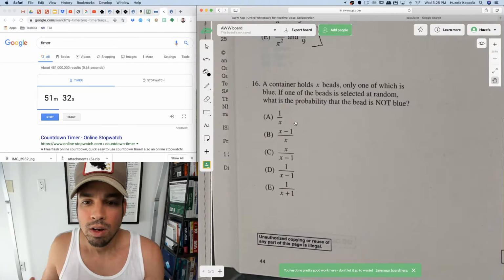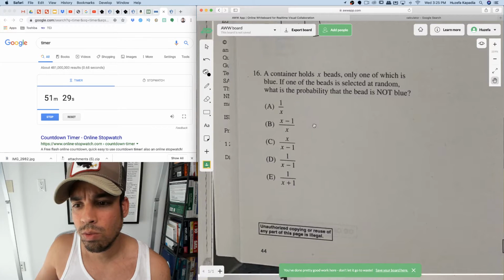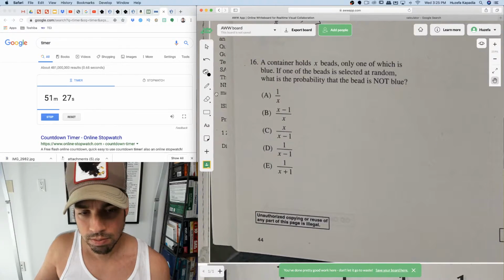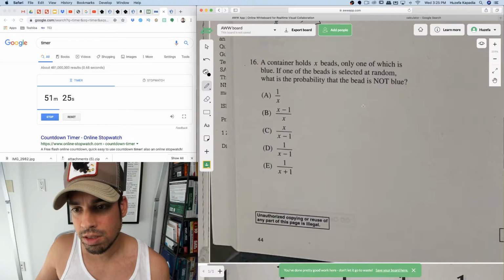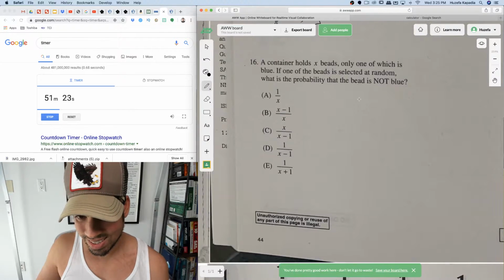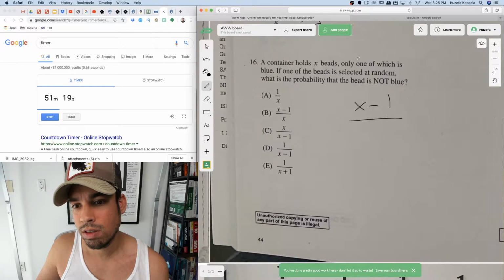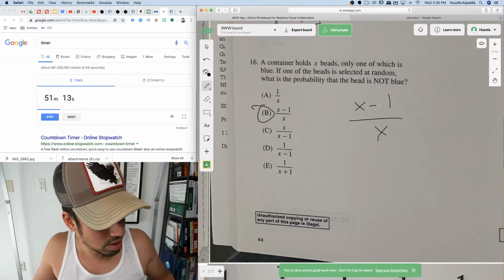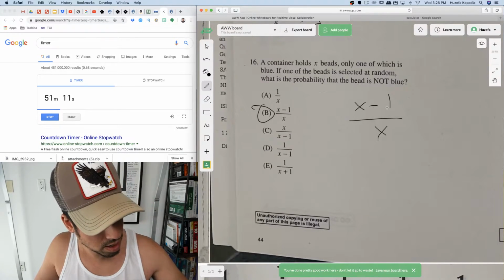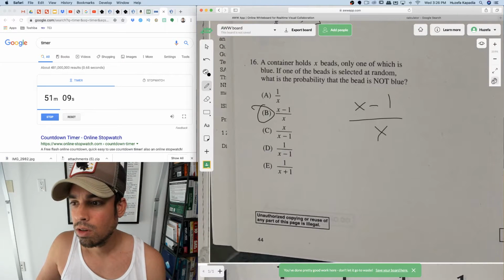Okay, a container holds X beads, only one of which is blue. If one of the beads is selected at random, what's the probability that the bead is not blue? So it's X minus 1, because there's only one blue bead out of X. Not blue is everything outside of the blue, so it's X minus 1, and then that over the total.